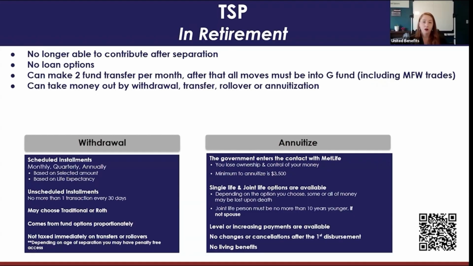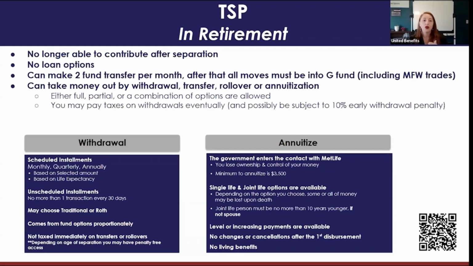You can take your money out via a withdrawal, so you can take a distribution of a withdrawal or a transfer, or you can roll over or annuitize your TSP. Which option is best for you is a completely different scenario. We really want to talk to you individually about that, because there are different things that you may not think about when you're looking at all of these different options. So you can take either a full, partial, or a combination of either of those options. You may have to pay taxes on withdrawals, or eventually pay taxes on withdrawals, depending on what that looks like. And you may be subject to another early withdrawal penalty, of course, based on your age and all of those different factors.